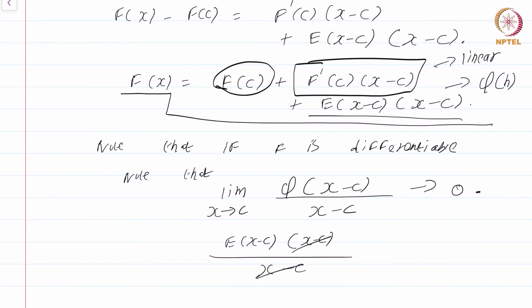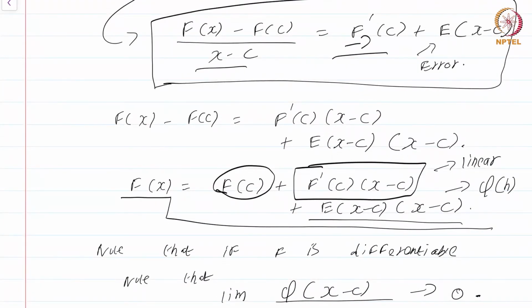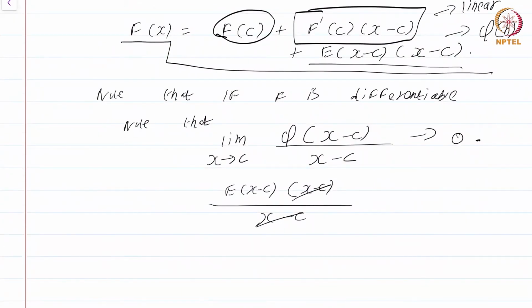That's precisely the definition of saying that this limit, (f(x) minus f(c)) by (x minus c), is in fact equal to f prime of c, right? So this error term goes to 0 as x approaches c. So what does that tell you about this? Well, we can write f of x equal to f of c plus f prime of c into (x minus c) plus phi of (x minus c).